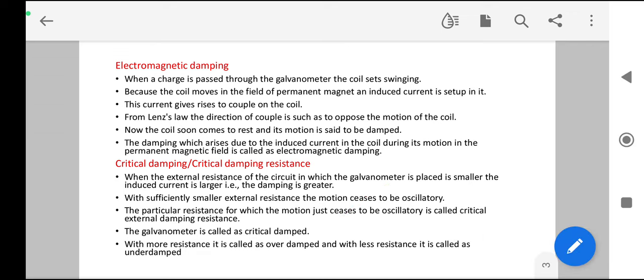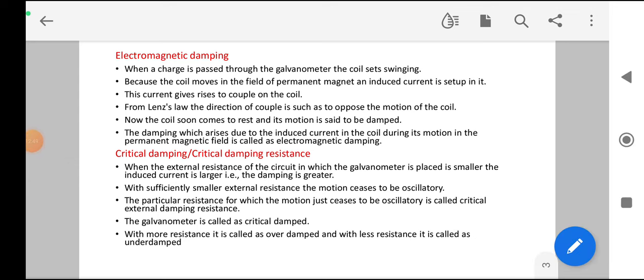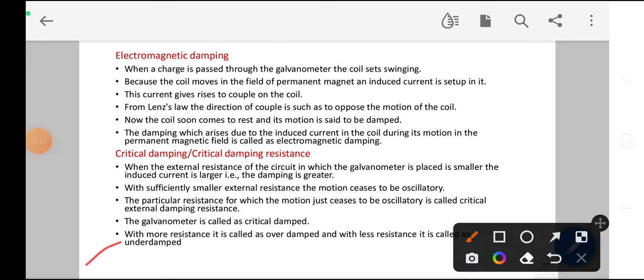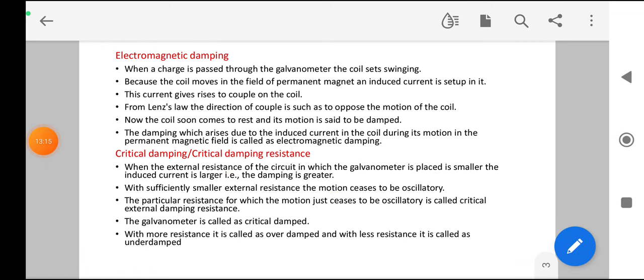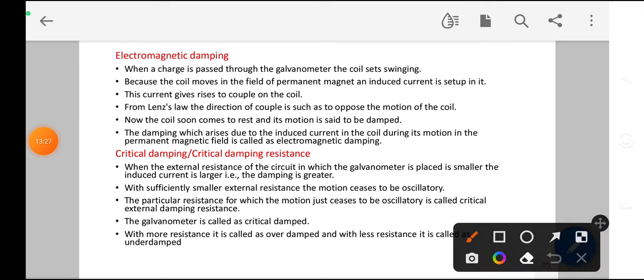Suppose the resistance is more or less than this, then what happens? With more resistance, it is called over damping. If the resistance is more than this particular resistance, it is called over damping. If the resistance is less than this particular resistance, it is called under damping. So with more resistance it is over damped, with less resistance it is under damped. In between these two, not higher and not lower, there is a particular resistance.